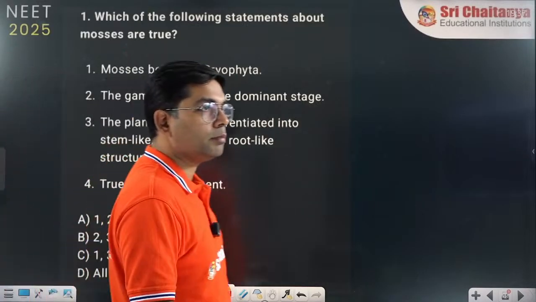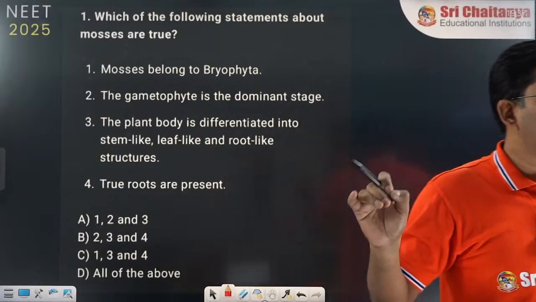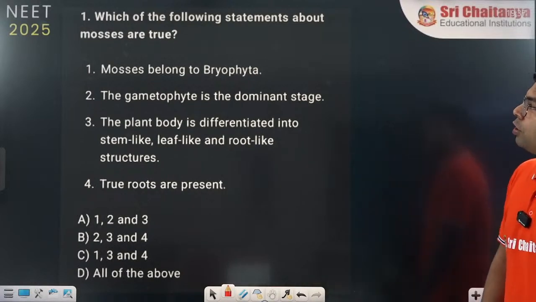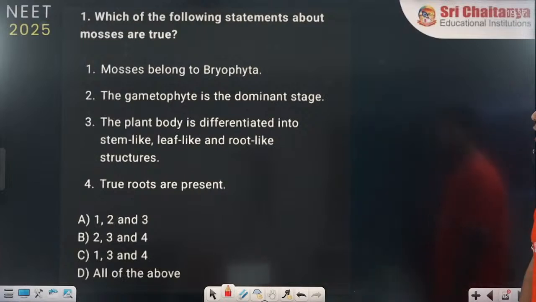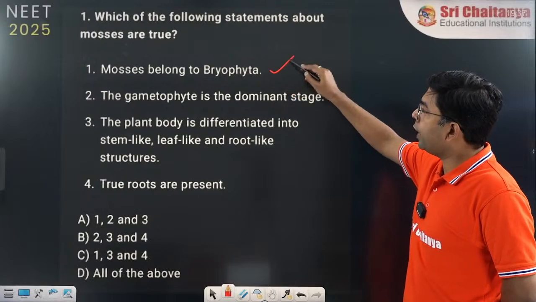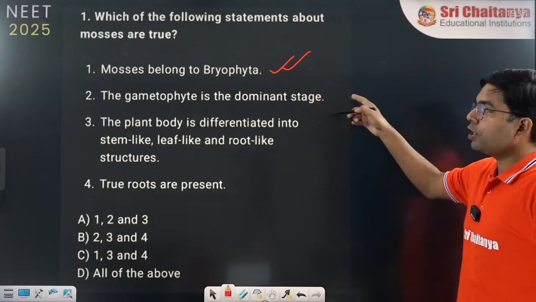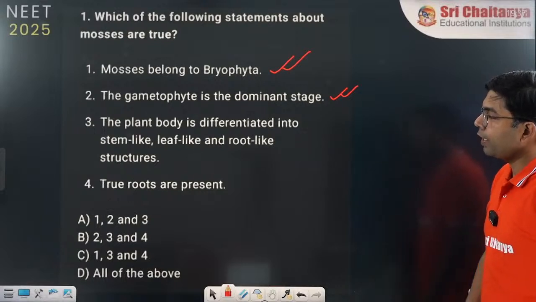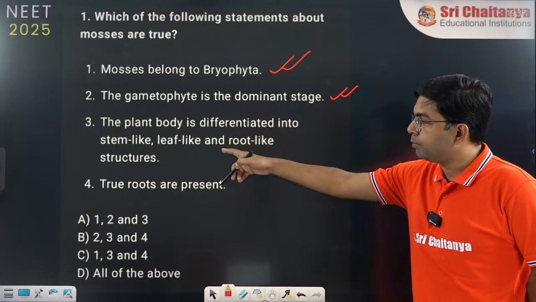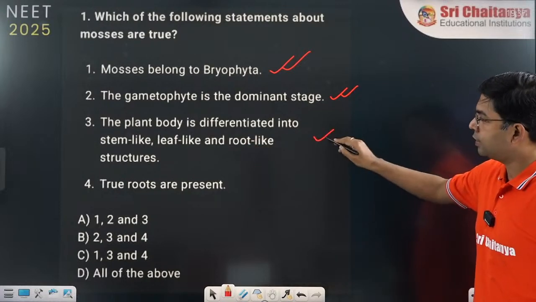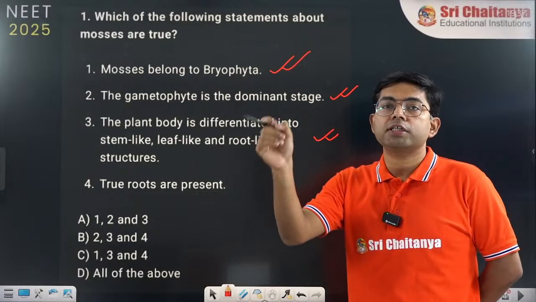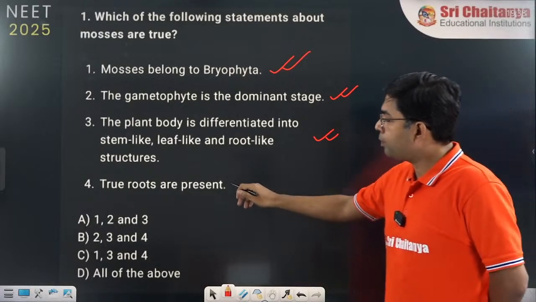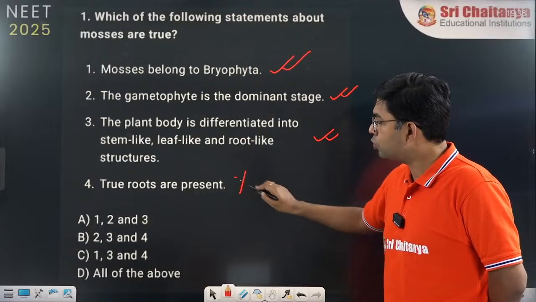Again a statement based question. Think about it and answer. Which of the following statements about the mosses are true? Mosses belong to bryophyte. Correct? Gametophyte is the dominant stage. In case of mosses, who is the dominant stage? Gametophyte. Body is differentiated into stem-like, leaf-like and root-like structure. Yes, I am not telling differentiated into root, stem and leaf. Root-like, stem-like, right? So, are true roots present? No, true root is not present.